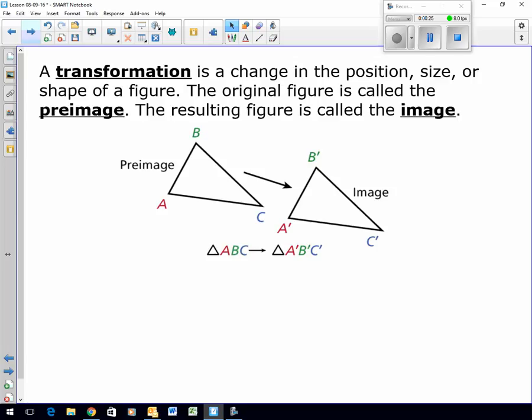I don't know why they chose pre-image and image. We could have said image and post-image, but we chose pre-image and image. Hate the player, hate the game.